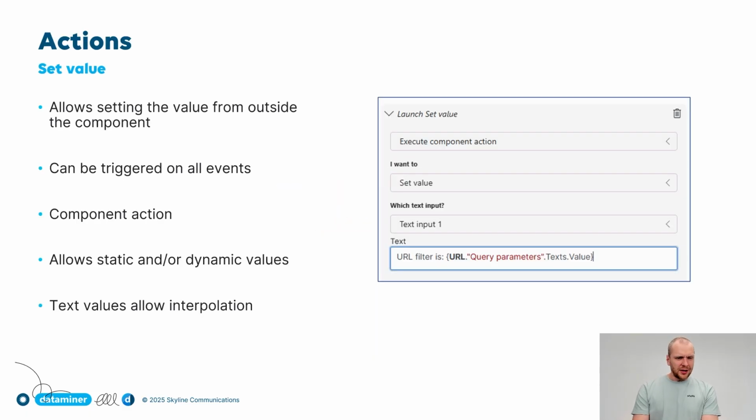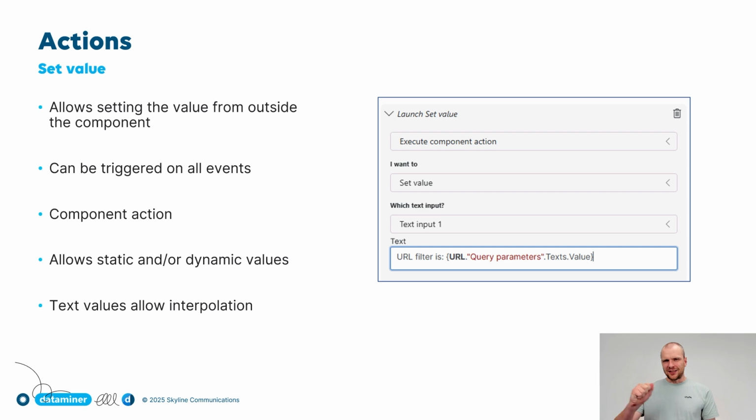Lastly, let me talk about actions. Every input actually allows setting the value from outside the component. And we do this through actions. And actions, as you might know, are triggered by an event. What type of action is available to set the value? Well, every input by itself exposes the action to set the value.